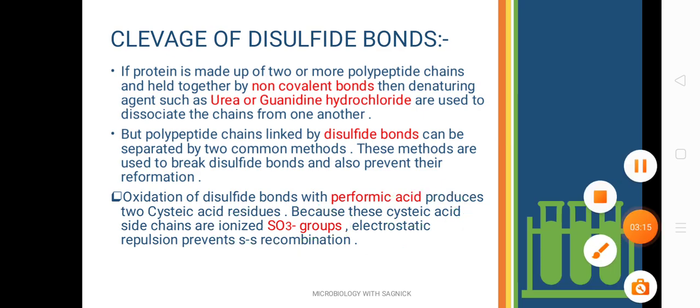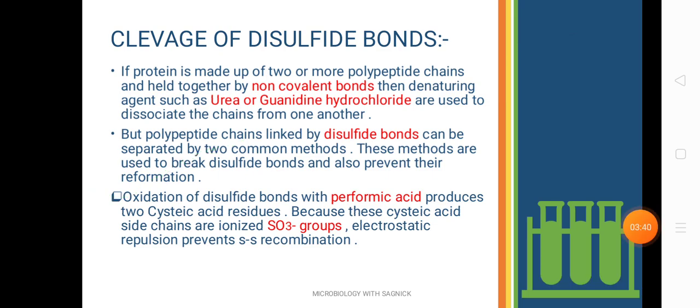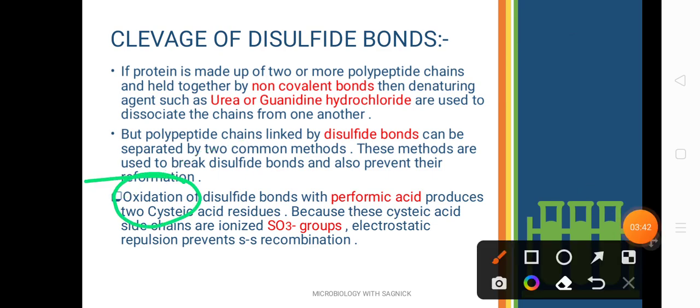Remember, when we are dealing with breakage of disulfide bonds, just breaking the disulfide bond will not solve our problem, because after breaking there may be a potential chance that the disulfide bond can be regenerated spontaneously, right? That is why we have to ensure that they cannot regenerate. Otherwise our entire effort will be wasted. So it is very important. We can use the oxidation process by using performic acid to break the disulfide bond.